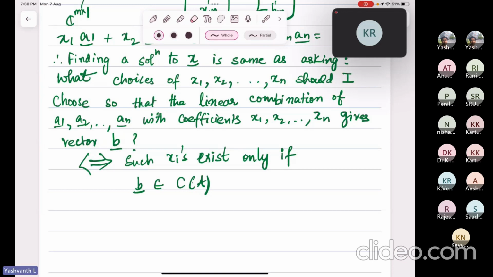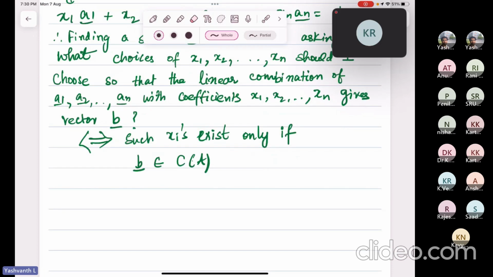Yeah, example I will give you. But let me now state the rule, and then I'll give an example. That is the next thing I'll do.